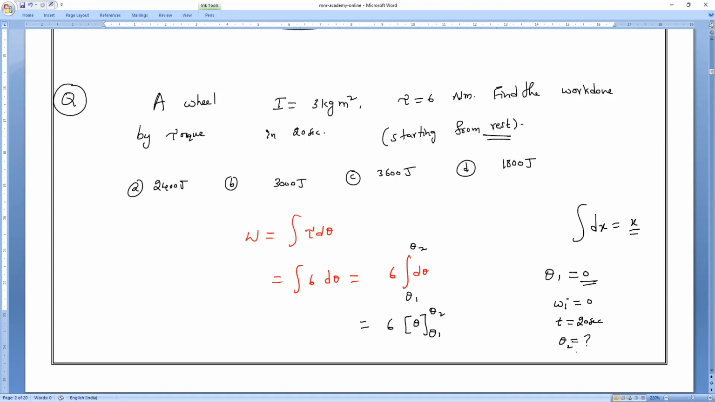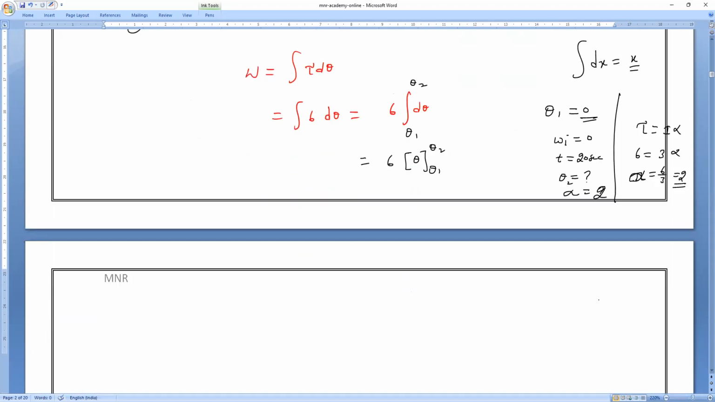That is only theta 2. And what is the alpha they have given? Angular acceleration, we can find it. Let us see how to find angular acceleration. We all know that tau is equal to I alpha. The tau value is 6, and the I value is 3, so 3 into alpha. So alpha, the angular acceleration, is 6 by 3, which equals 2.